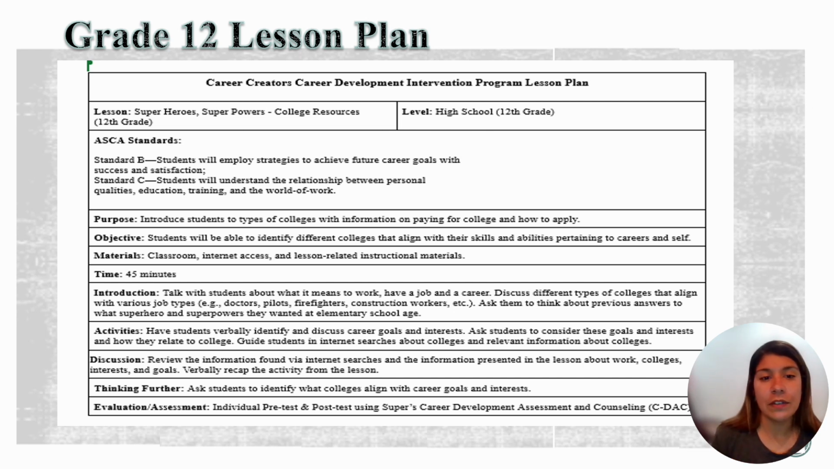Activities, I'm going to have students verbally identify what they know about college and what they know about how to pay for college. I also want them to discuss different goals and interests as well, because that's going to align them to certain colleges. Do you want to stay in the state? Do you want to leave the state? Do you want to go to a different town? What are we wanting to do as far as college? Where do you want to go as far as college? Because that's going to play a role in how expensive it's going to be as well.